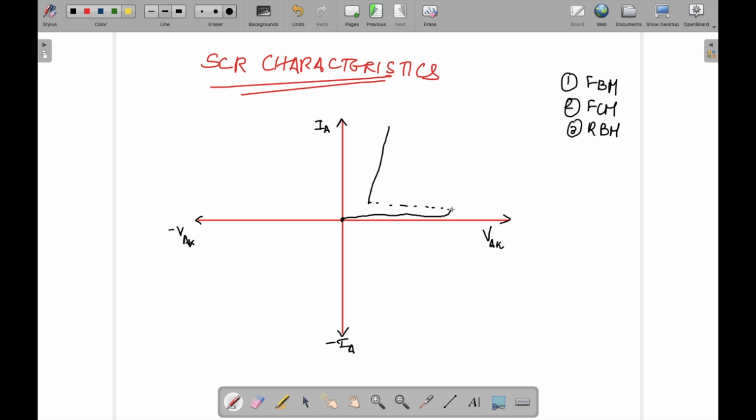So until this point, this region that we have here is called as the forward blocking mode. Okay, then we reach a particular voltage which is called as the breakover voltage. So this is forward breakover voltage. Okay, so once it reaches the breakover voltage, then there is a shift in mode from forward blocking mode to forward conduction mode. So that is what is this. This is the forward conduction mode.